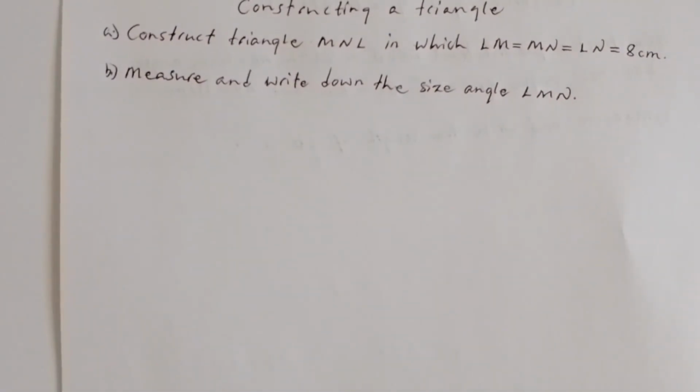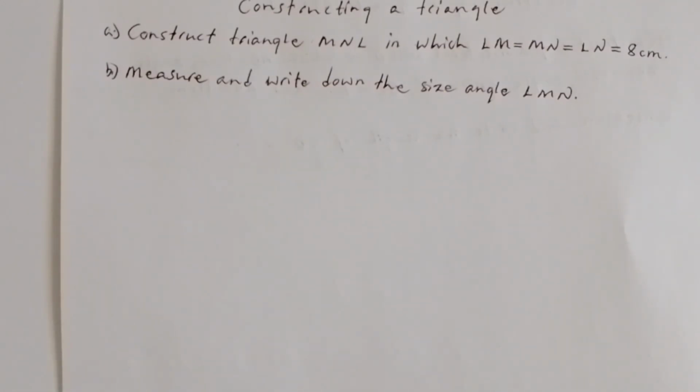Okay, so we have another example here, another type of situation in which we can be given a triangle, and it reads, construct triangle MNL in which LM is equal to MN is equal to LN, which is 8 centimeters. Okay, so we have to construct that one. Then later measure and write down the size of angle LMN.